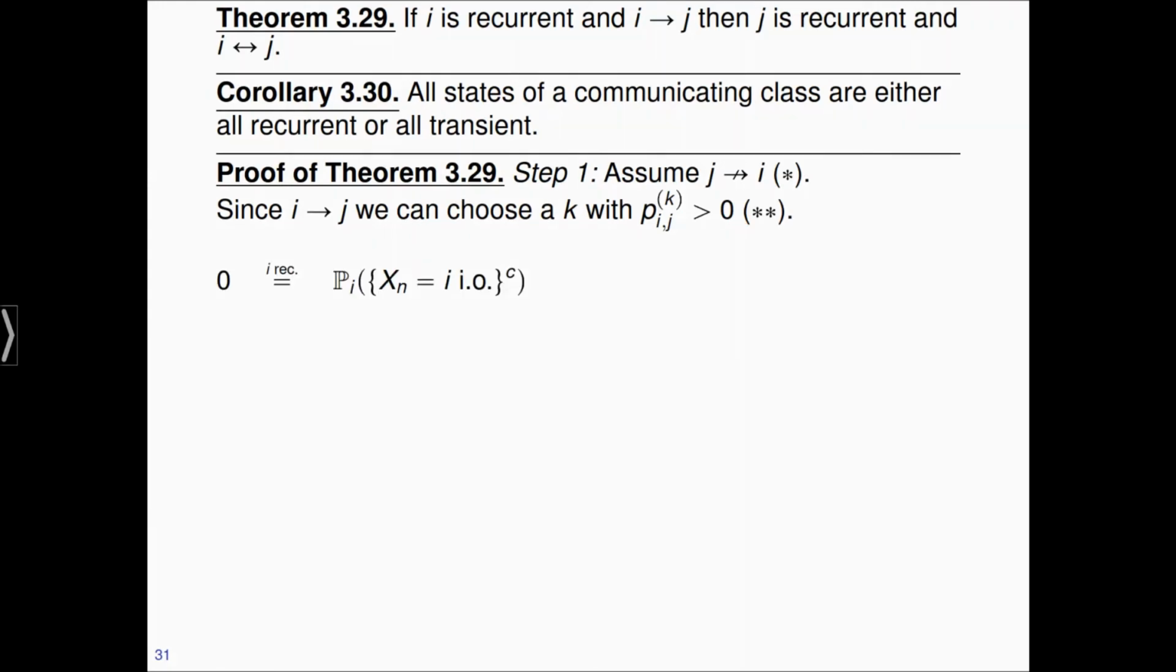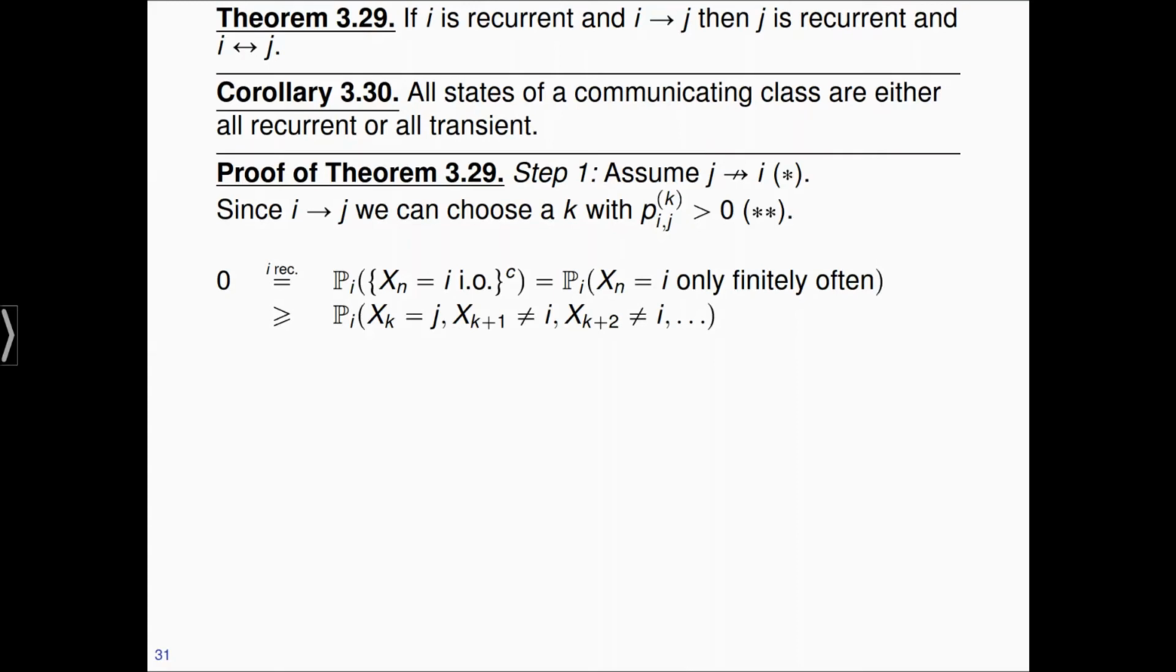Here comes the computation. So the first thing we are using is that I is recurrent. If I is recurrent, it follows that you visit I infinitely often. The probability that X_n equals I infinitely often is 1. So the probability of the complement is 0. So this is the recurrence of I. In other words, I start at I and I see X_n equal to I only finitely many times.